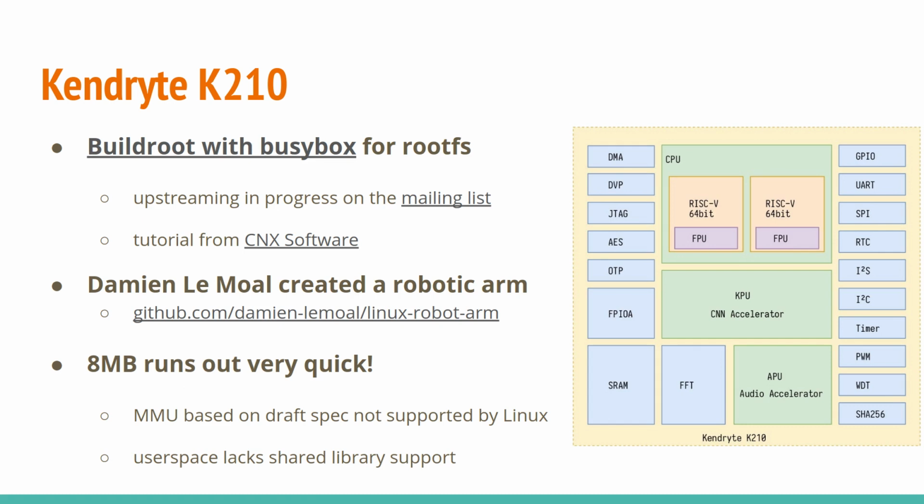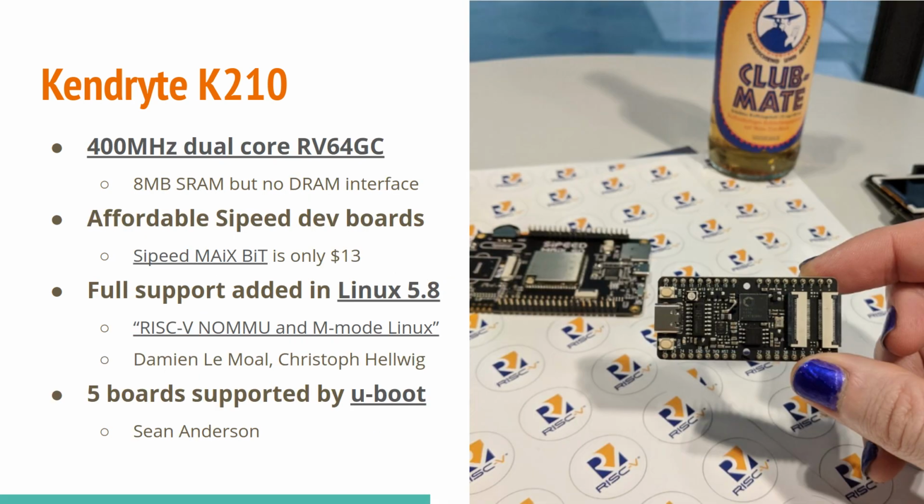Now, one of the limitations of this board is it only has 8 megabytes of SRAM. So you can use Buildroot to make a rootfs with BusyBox, and there's a nice tutorial on CNX Software of how to do that. And Damien Le Moal, who helped port Linux to it, has an interesting robot arm project that he used this board with. But with the 8 megabytes of SRAM, it runs out really fast. And the MMU in the system is based on a draft spec that's not supported by Linux. So we don't have virtual memory, which means we can't use shared libraries like we normally would. So it's pretty limited in terms of the memory. But for $13, it's a really nice way to play around with some real RISC-V hardware that can run Linux.